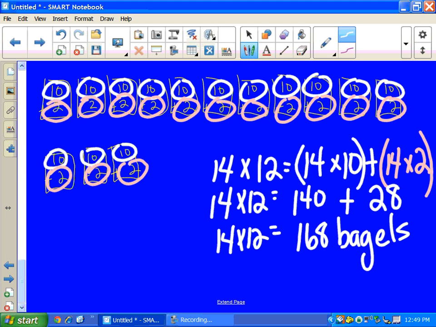So remember, when we are multiplying 2-digit by 2-digit numbers, if we think about how we can break up those groups into multiples of 10, it will make our multiplication much easier.